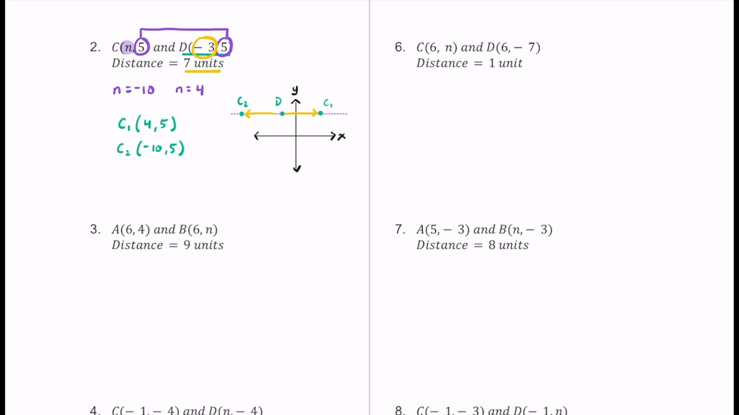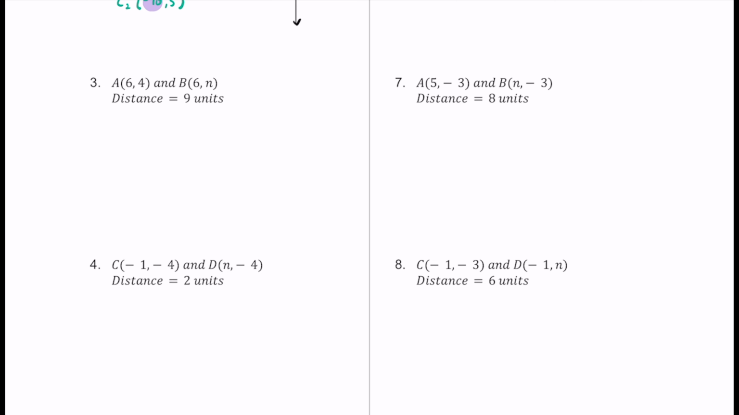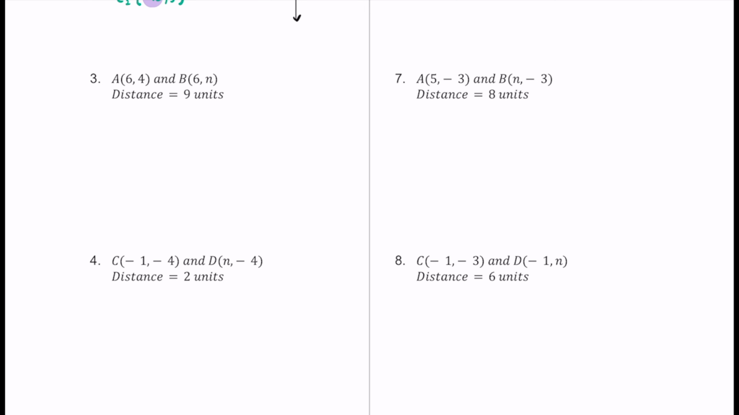Okay, so these would be our 2 possibilities, and we just found the 2 possible values for n, which is 4 and -10. For number 3, we have point A, which is going to be at (6, 4), and we also have point B, which is going to be (6, n), so we're missing a y coordinate. Okay, so right away we can plot point A since we know the x and the y coordinates for it. So let's go ahead and do that first.